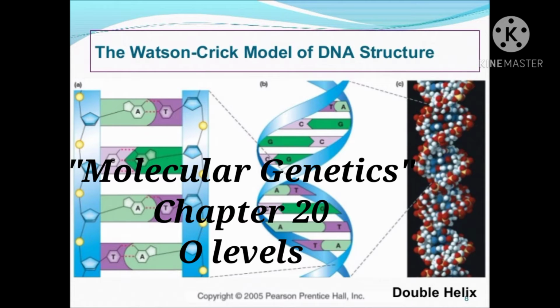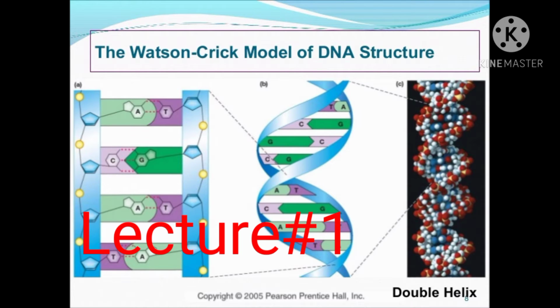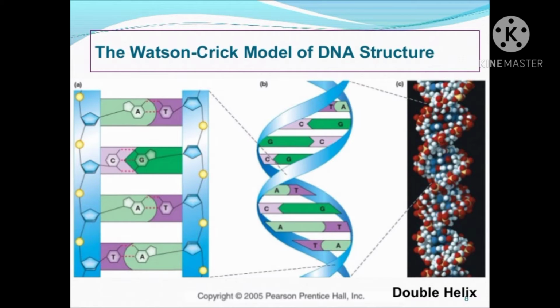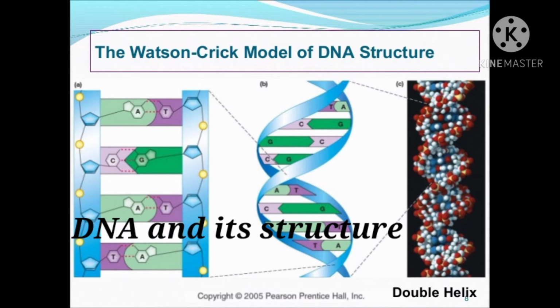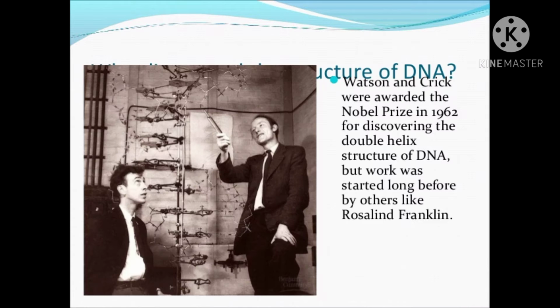Okay, topic is molecular genetics. It's chapter number 20 of our book, and today we will talk about the Watson and Crick model of DNA structure. Whenever we talk about DNA, it stands for deoxyribonucleic acid, a molecule that carries genetic information.